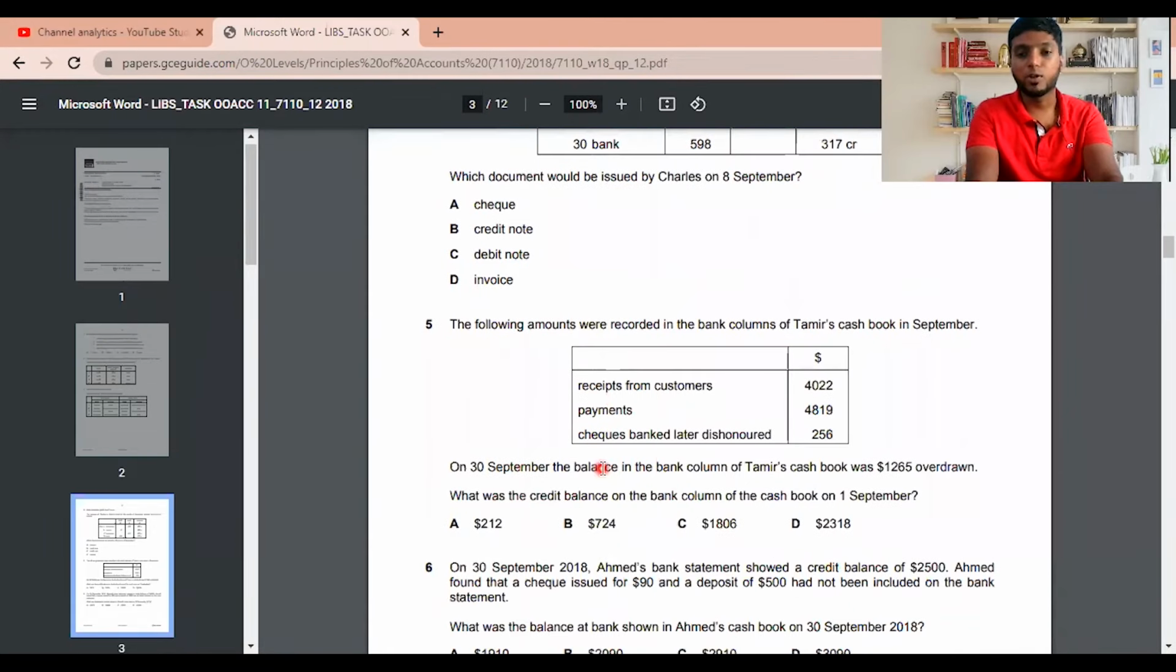The following amounts were recorded in the bank column of Tamir's cash book in September, not the year 2000. Received from customers 4022, payments 4819, checks bank later dishonored 256. On 30th September, the balance in the bank column of Tamir's cash book was $2,265 overdrawn. What was the credit balance on the bank column of the cash book on 1st September 2000?